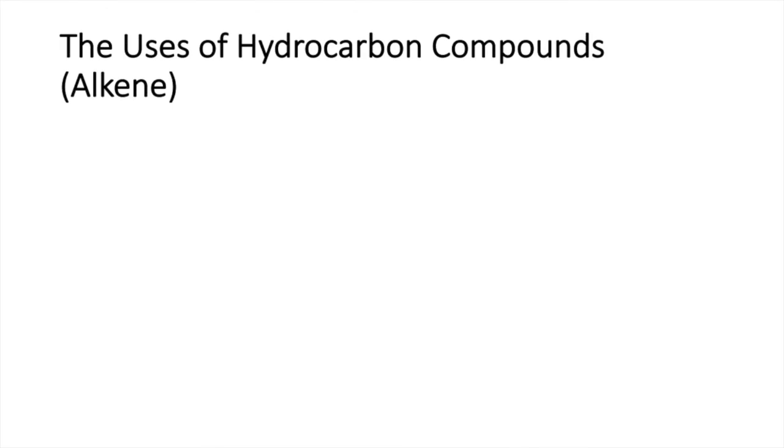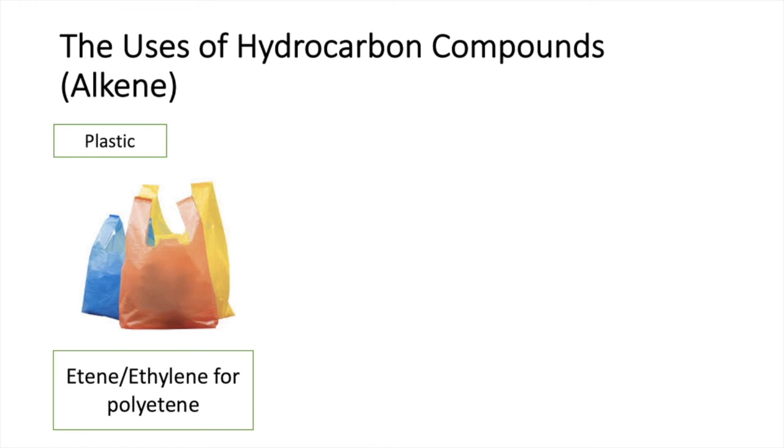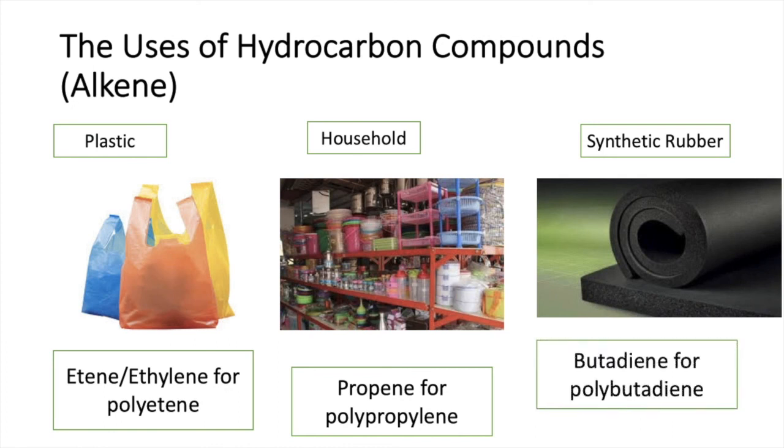The uses of hydrocarbon compounds: alkenes. Plastic: ethene or ethylene for polyethylene, the raw material to make plastic bags. Household items: propene or propylene is part of the alkenes. Synthetic rubber: butadiene for polybutadiene is an alkene.